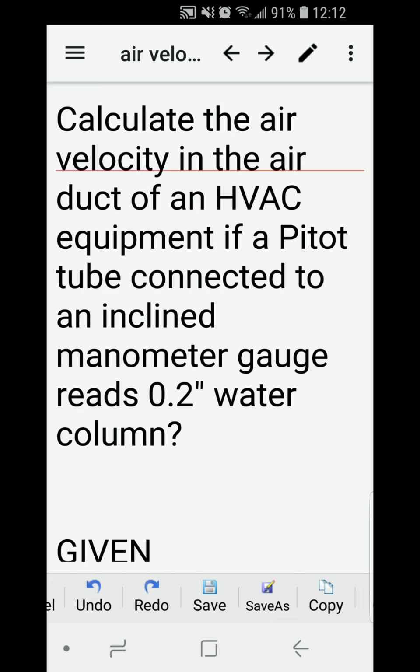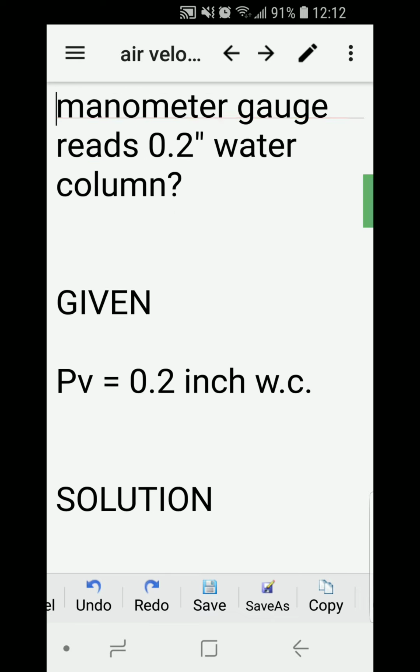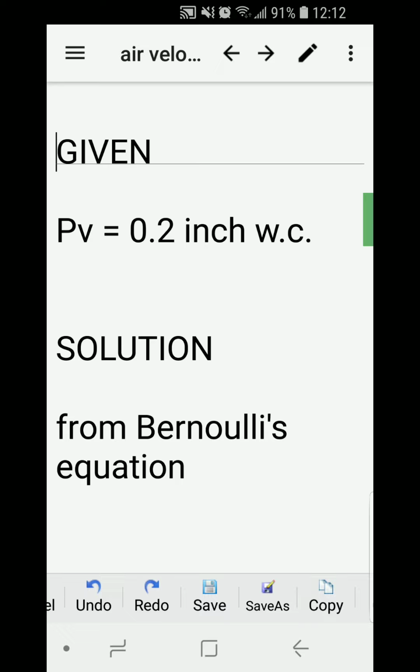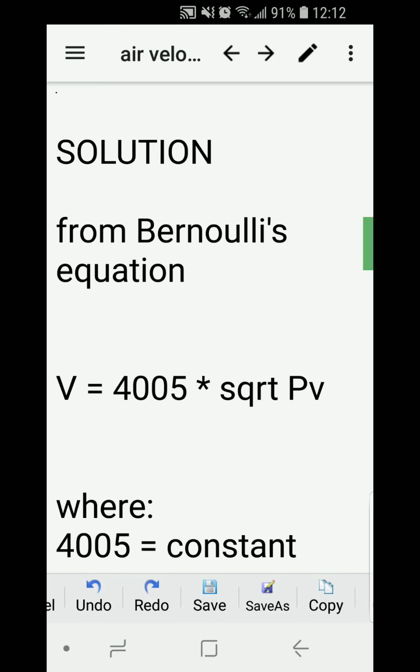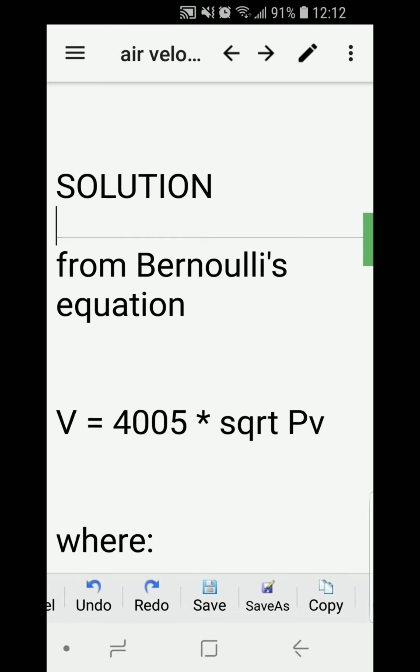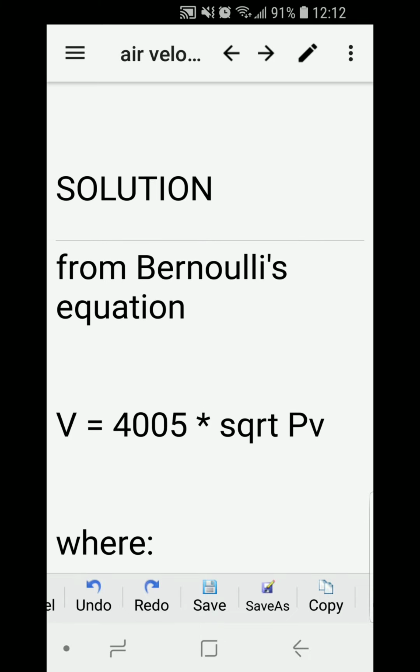So in here, we need to analyze the given. We are given a velocity pressure, or the delta P, difference in velocity pressure, as 0.2 inch of water column as measured by the pitot tube. So the solution is a direct substitution to Bernoulli's equation.